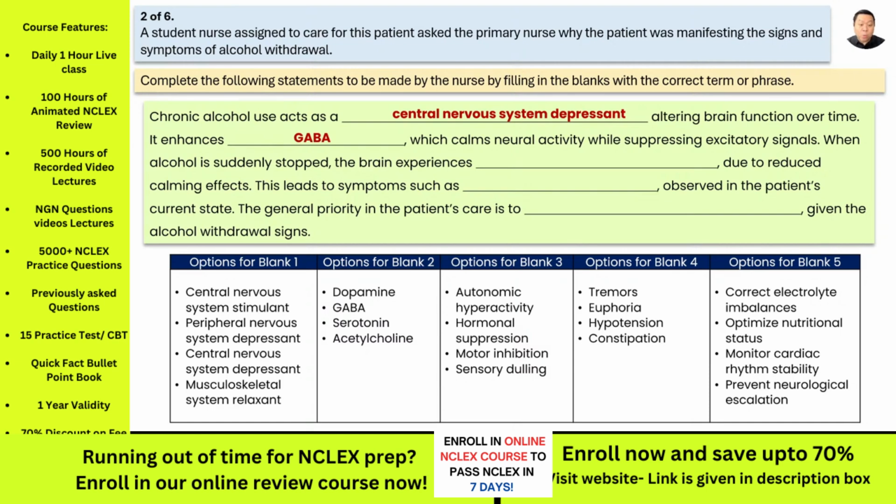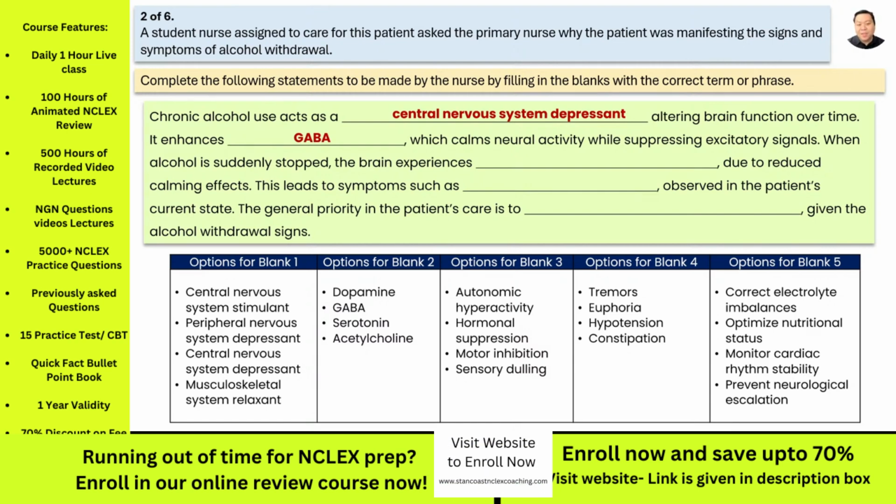And the GABA works like a natural sedative. It reduces the nerve excitability. It will calm the nervous system. But when the alcohol increases GABA's effect, it can result in relaxation, reduced anxiety, slowed reflexes, and even sleepiness. Now, we're talking about chronic exposure here, which will cause the brain to become dependent on alcohol to maintain normal inhibition. Now, we have the incorrect options such as the dopamine.